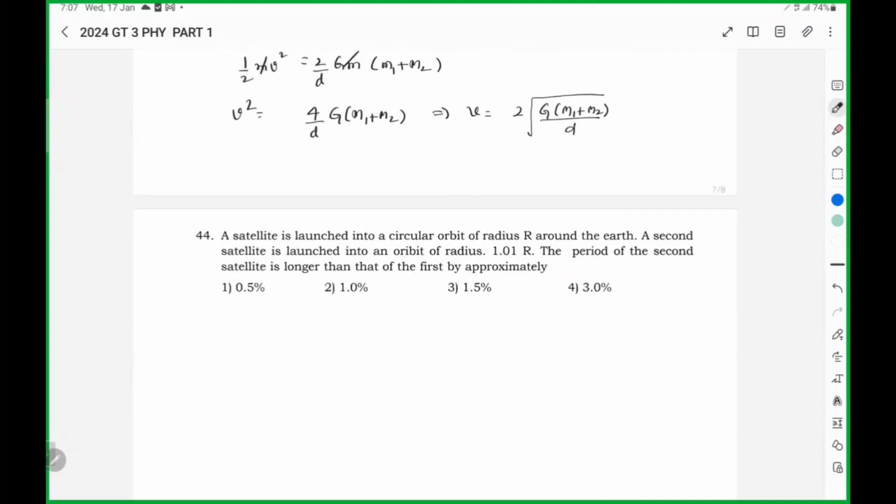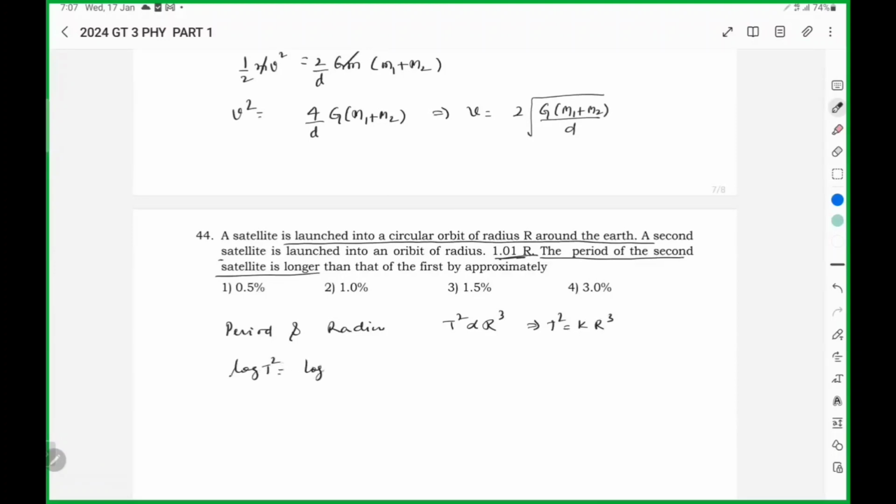A satellite is launched into a circular orbit. The period of the second satellite. So consider the relation between period and radius. The change is very small, so I can take help of differentiation to find out the change in period.